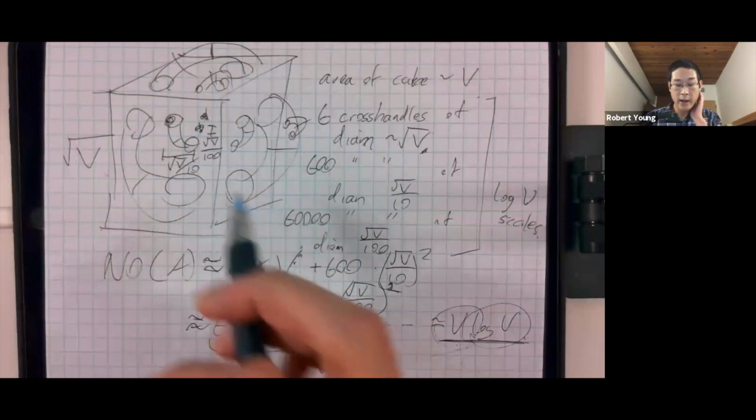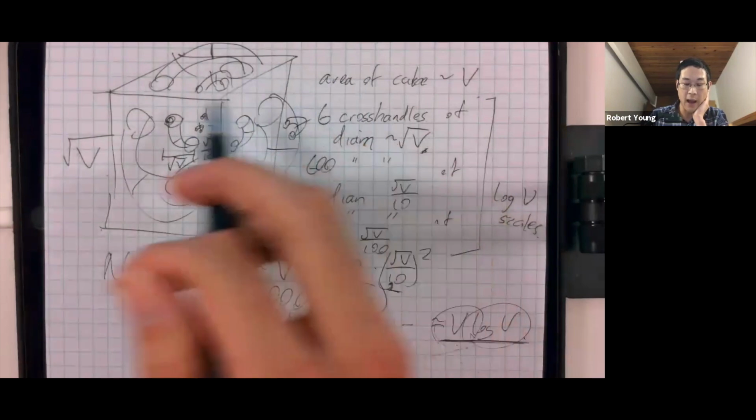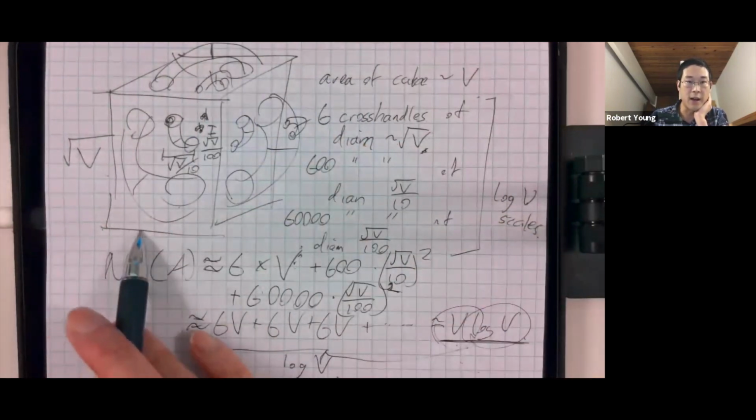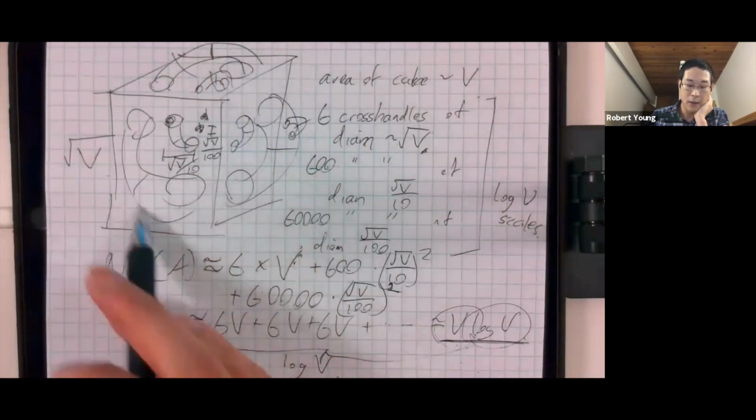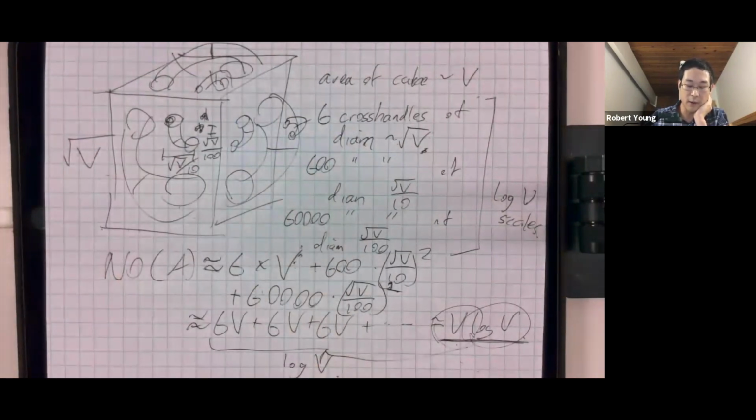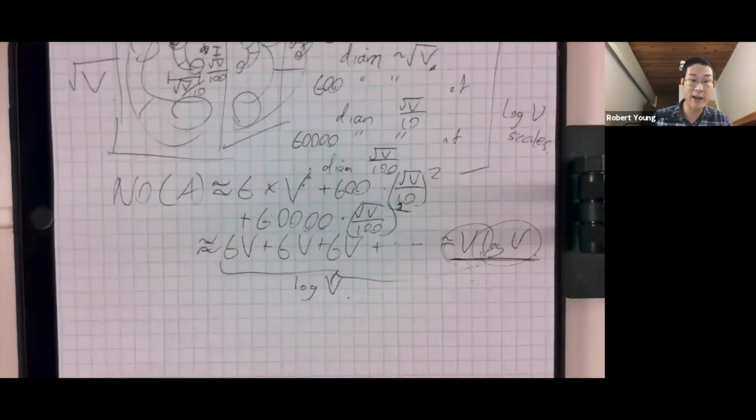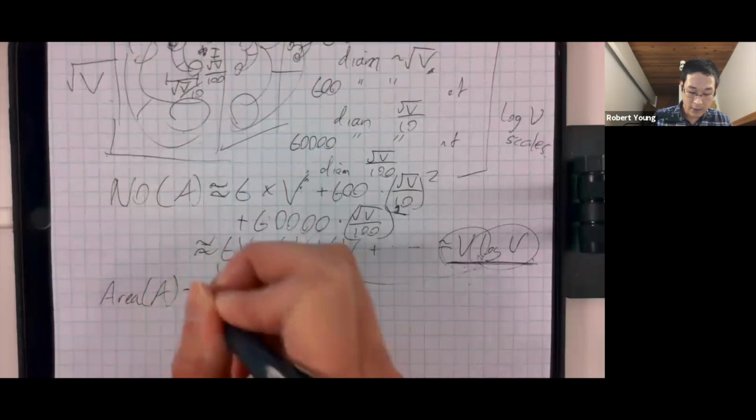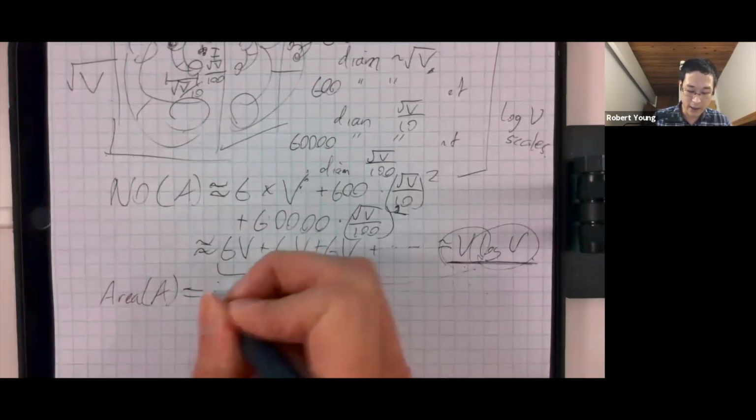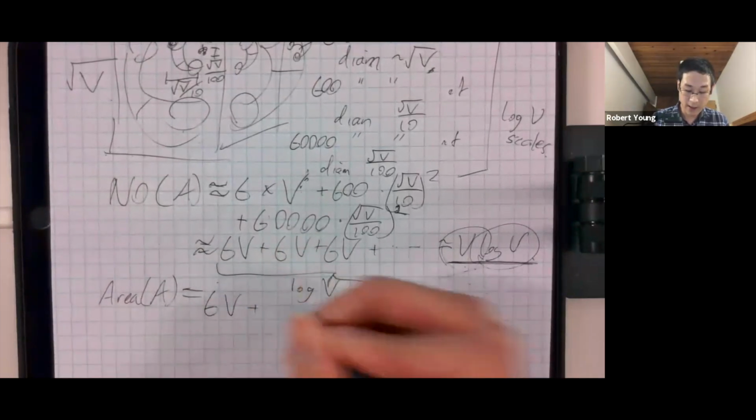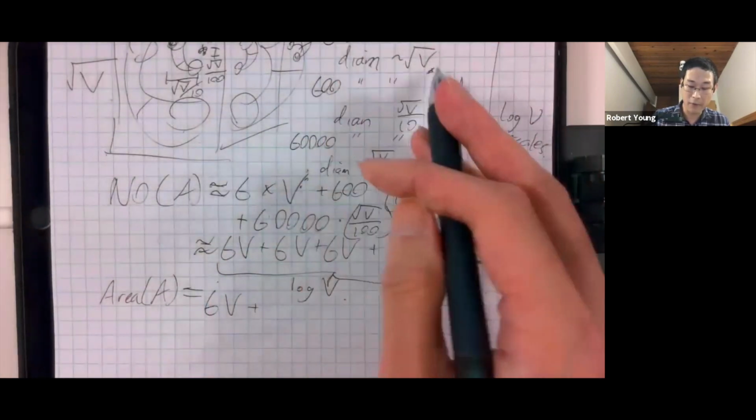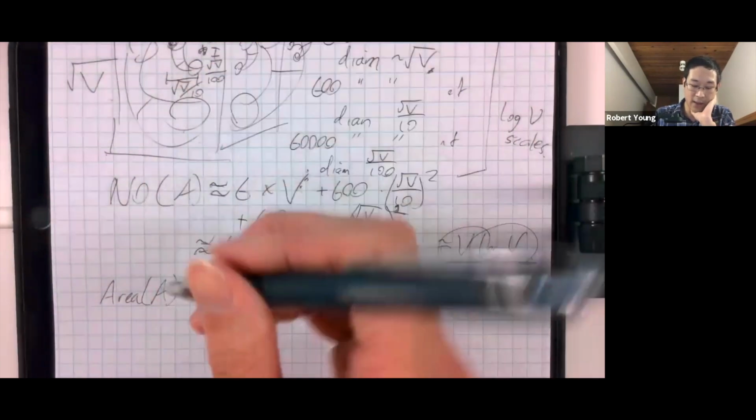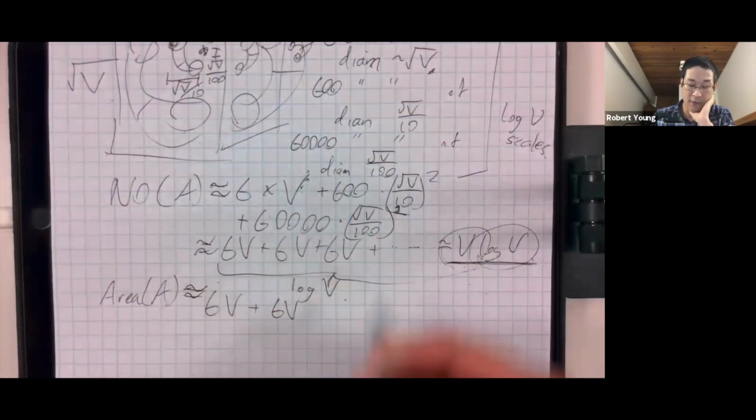Well, it turns out that as we added all these cross handles, the area of the surface increased at the same time. Because when we added these 6 cross handles of diameter root v, we can track it. We have the area of this A. We started out with this cube, which had area 6v. Then we added these 6 cross handles of diameter roughly root v. Each of those is going to add about v to the area. So we're going to get 6v from those cross handles.